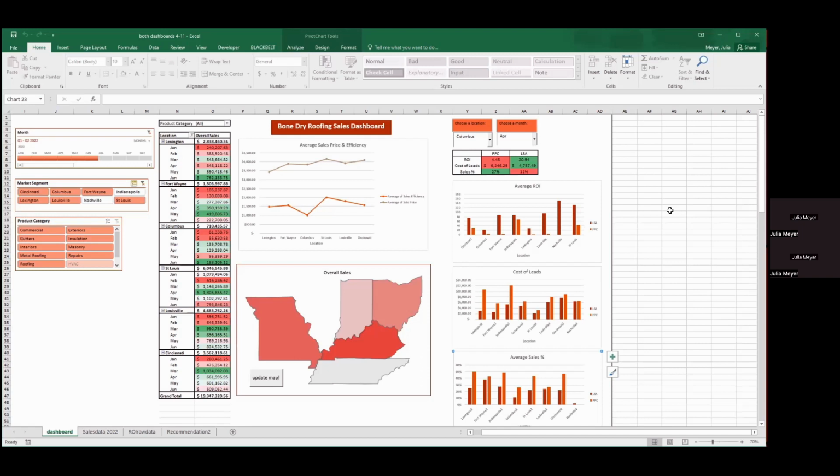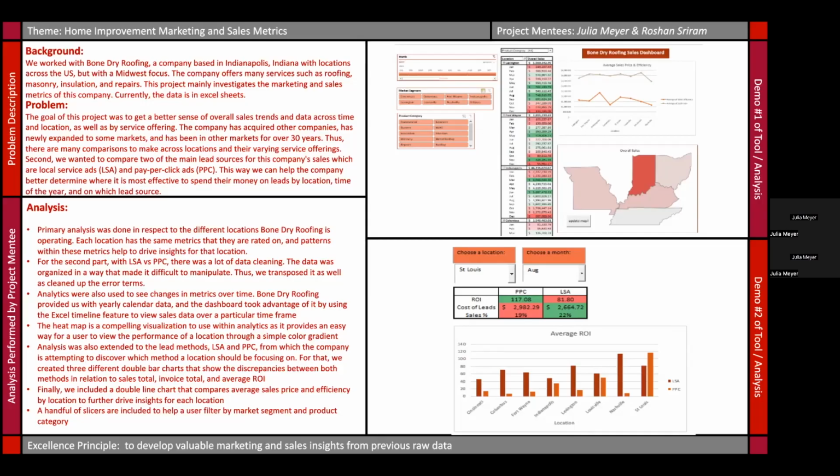And also, if you saw, when we changed the month, the pivot chart bar graphs changed as well. We hope that these metrics help Bone Dry Roofing with their sales and marketing in the future.